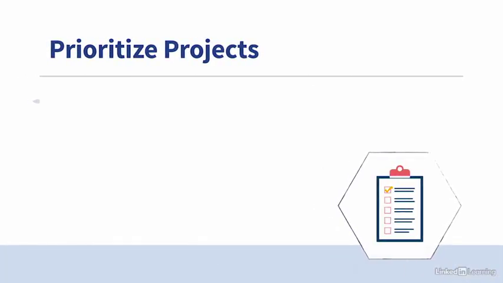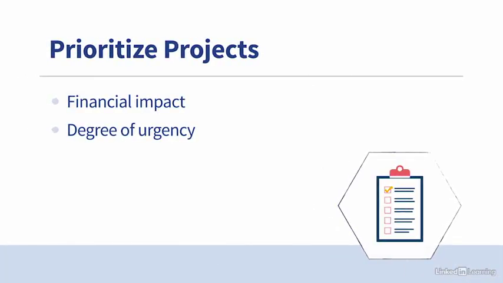In addition to financial impact, the degree of urgency should also be considered when prioritizing. For example, is there a risk of a major product recall? Or are we risking non-compliance that results in a planned shutdown by the regulators? Or, what would happen if we don't select this project?